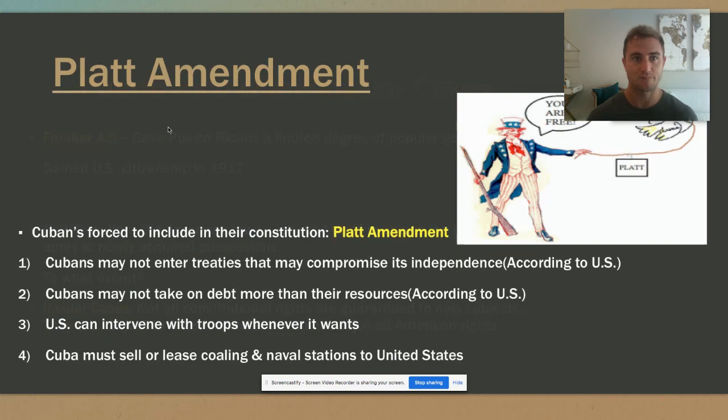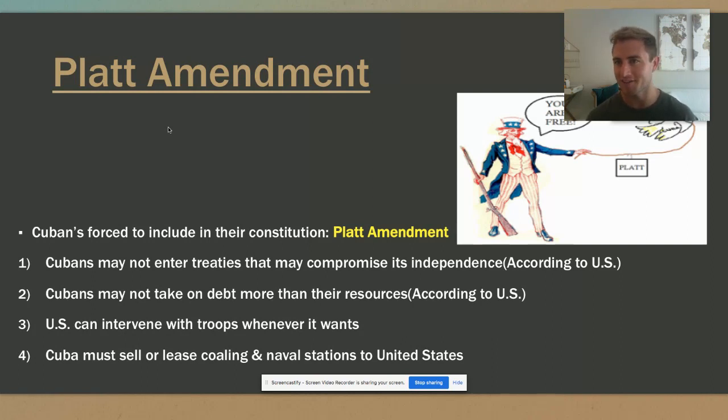Wow. All right, so the Platt Amendment, we've got Cuba. Of course, the Teller Amendment had stated that the United States would not annex Cuba, would not take over Cuba after the Spanish-American War, that the Americans would leave Cuba. And so the United States fulfills this promise, and yet they're going to make the Cubans include something in their constitution called the Platt Amendment.